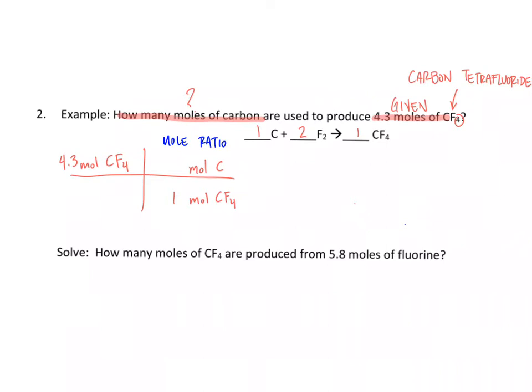All right, there you go. So 1 to 1. So now I calculate. Got 4.3 times 1 divided by 1. Doesn't really change anything. And I get 4.3 moles of carbon. So now with that example, I want you to try to solve for the answer to the question below.